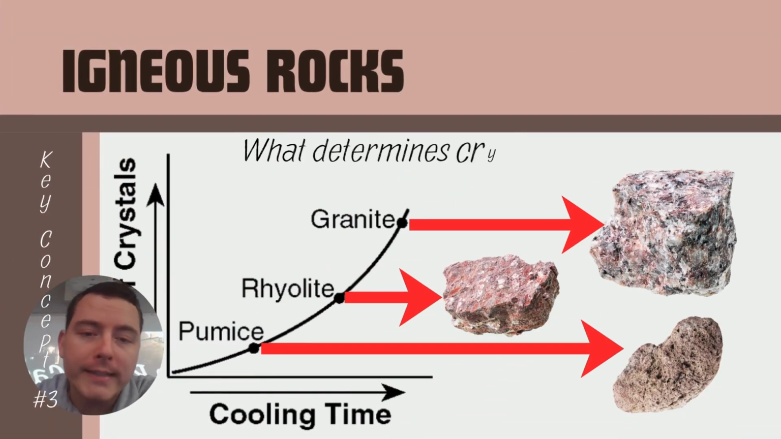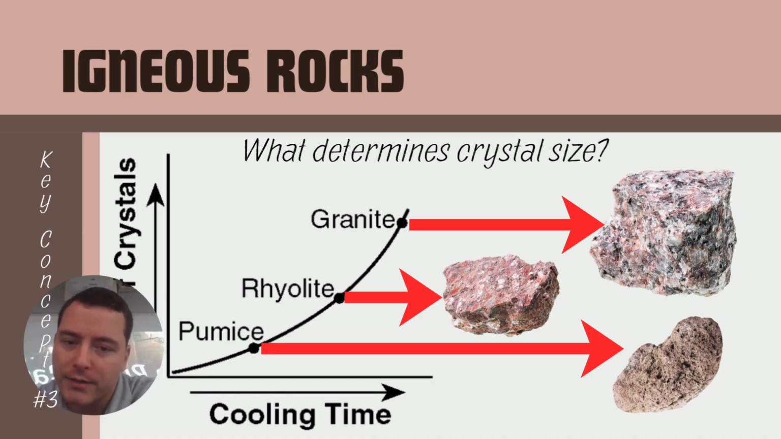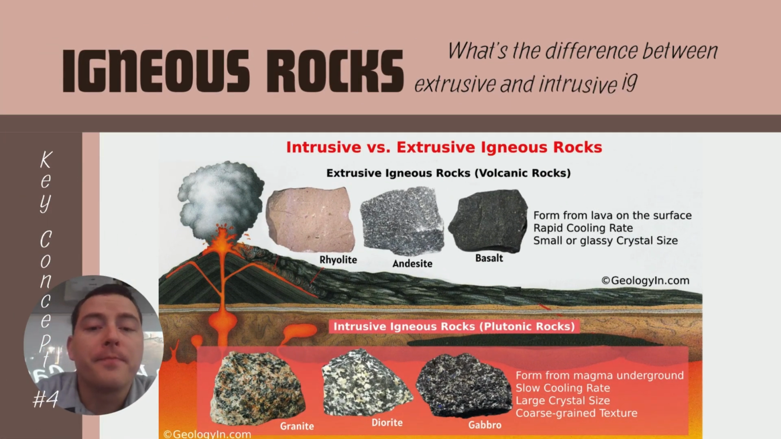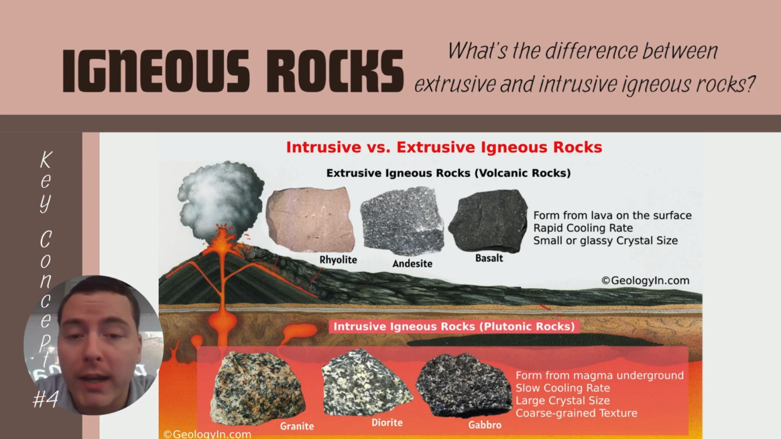So again, the cooling time is what determines crystal size. If it cools really fast, the crystals are small, like pumice. If it cools slower, then we're going to have larger crystals, like the ones that we see in granite. And then intrusive rocks like granite are formed inside the earth, where basalt, for example, is formed outside the earth, or extrusive.